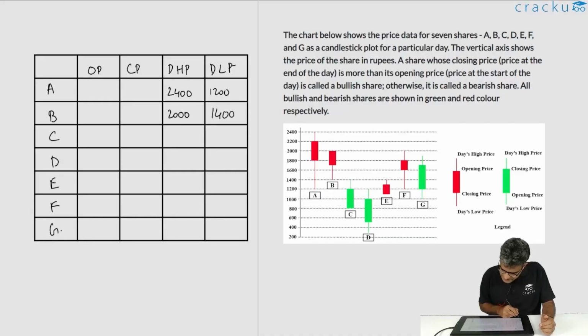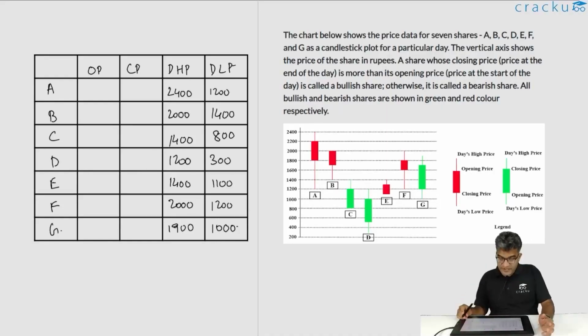For C, the highest price is 1400, the lowest price is 800. For D, the highest price is 1200 and the lowest price is 300. For E, the highest price is 1400 and the lowest price is 1100. For F, the highest price is 2000 and the lowest price is 1200. For G, the highest price is 1900 and the lowest price is 1000.